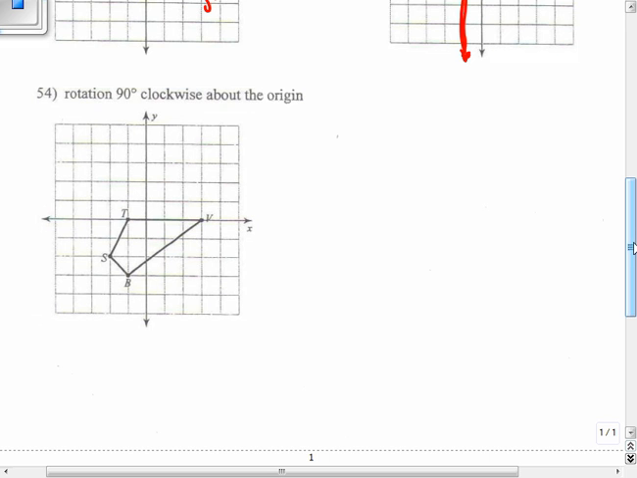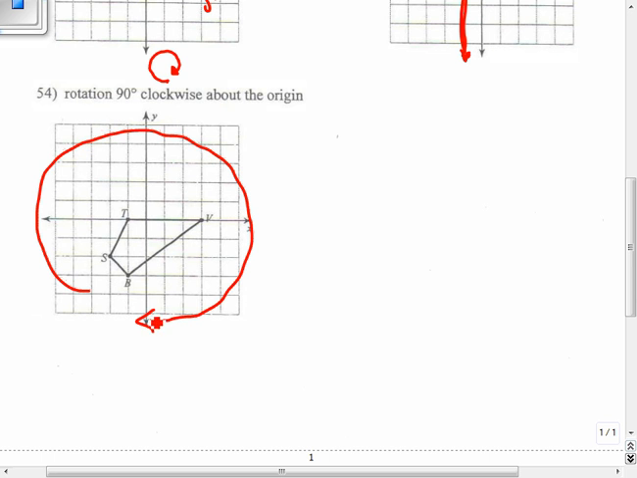Okay, we have a 90-degree clockwise rotation about the origin. So we want a clockwise rotation. Close your eyes and imagine a clock. Clockwise. 90 degrees is how many quadrants? 1. Okay, so we want to go 1 quadrant. We're going this direction, this direction.